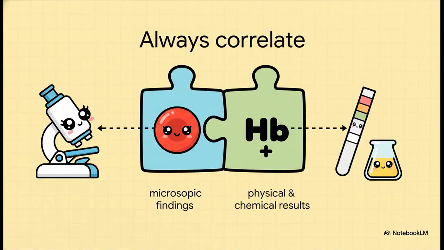So if you take away just one single thing from this entire explainer, please let it be this: always correlate. Your microscope work should confirm and explain what you're seeing in the physical and chemical exam. And if they don't match up, you have to stop and figure out why. This correlation is the absolute key to putting out an accurate and clinically useful report.